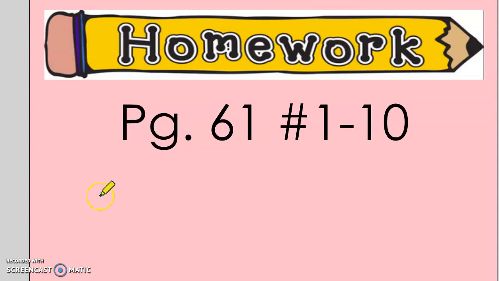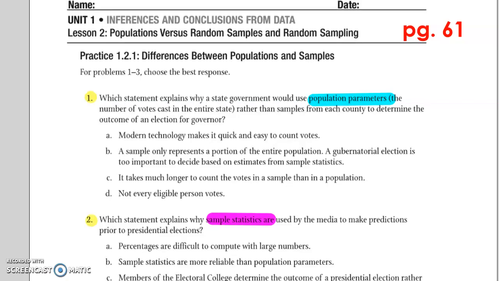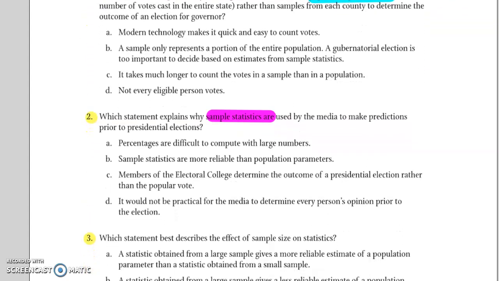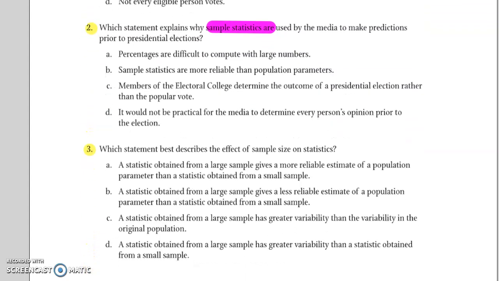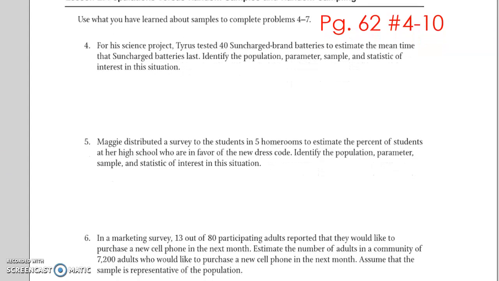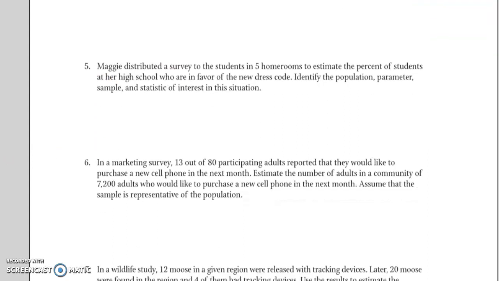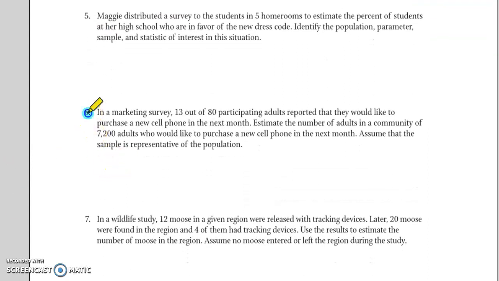So this homework assignment is good practice for what we've covered today. It starts on page 61. Problems 1, 2, and 3 are actually just multiple choice problems. And then if you go through, just read through the directions because some of them want you to identify the population, sample, and statistic for each. But when you get to problems 6 and 7, they actually want you to do a calculation and get a numerical answer.